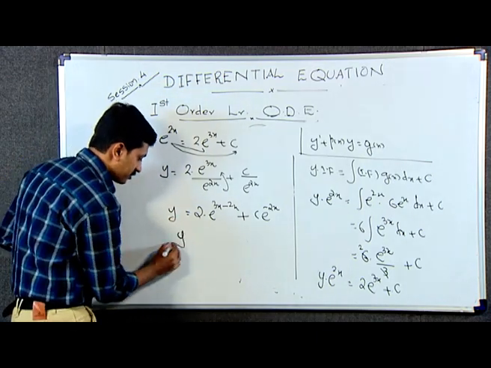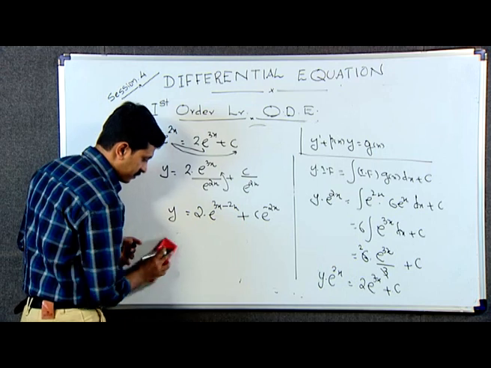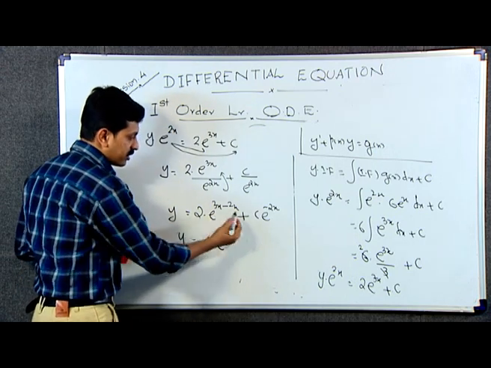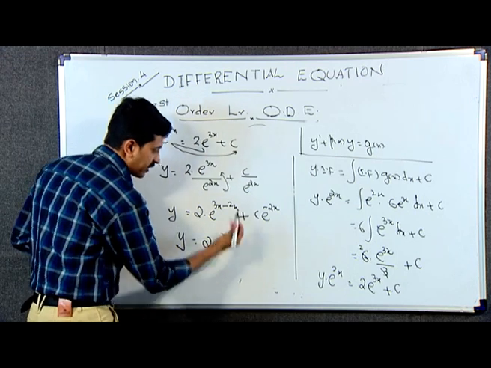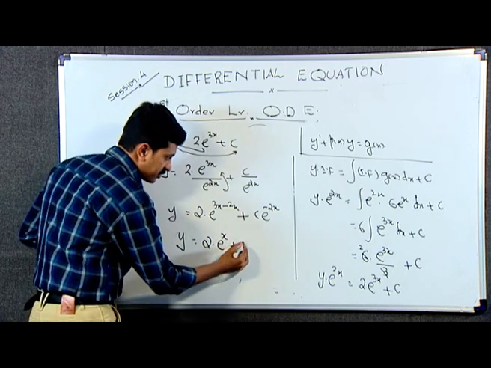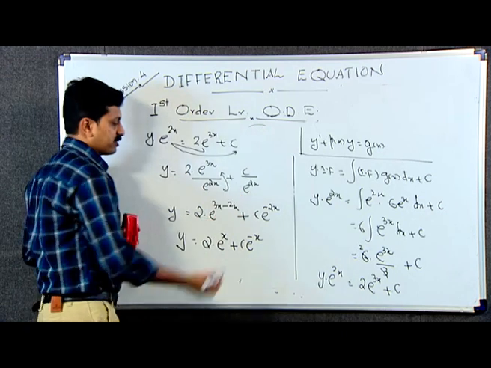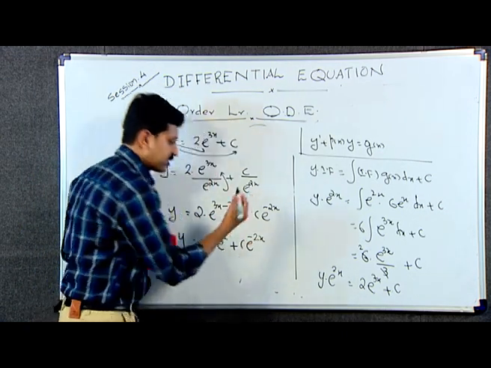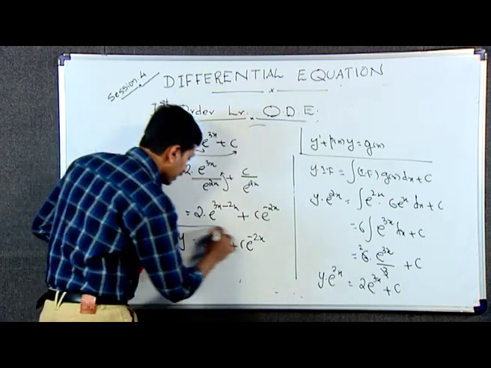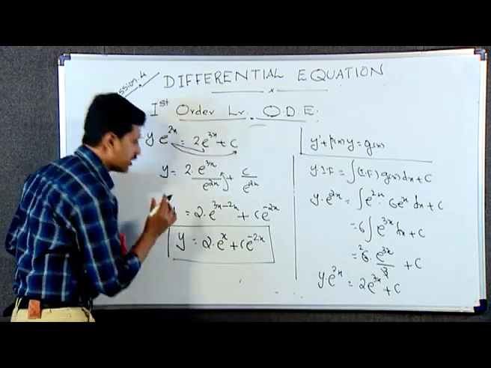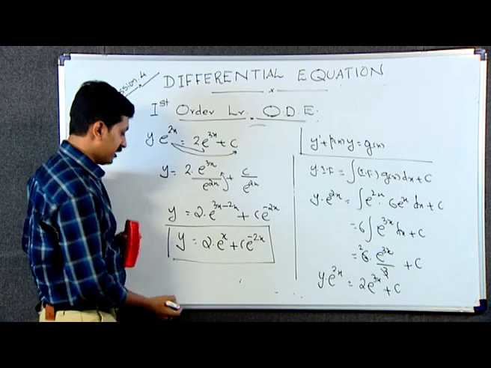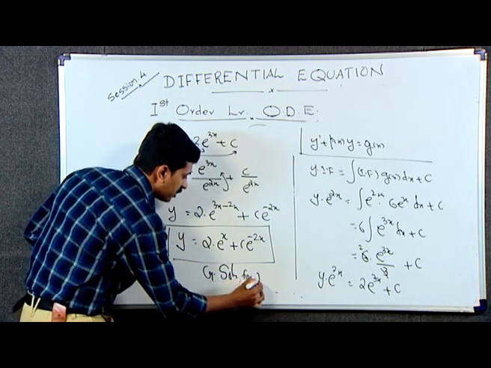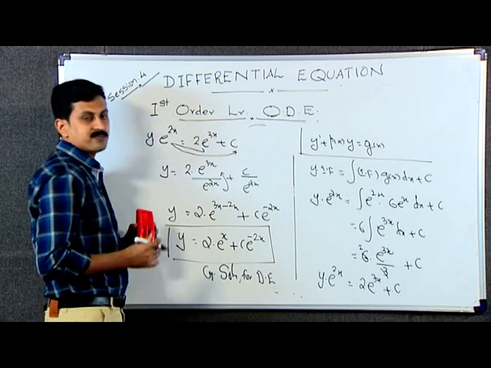Therefore, y is equal to 2 e raised to 3x minus 2x, that is x, plus c e raised to minus 2x. Now, there is no initial condition, that is why this is the final answer. This is the general solution for the given differential equation.